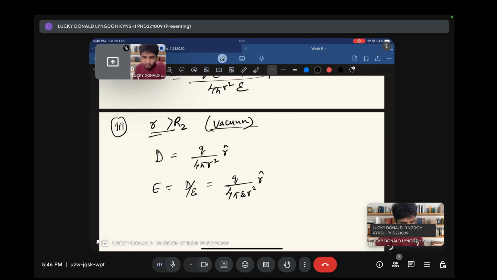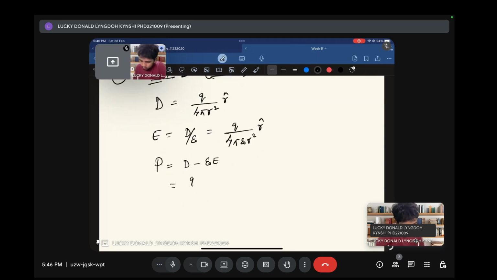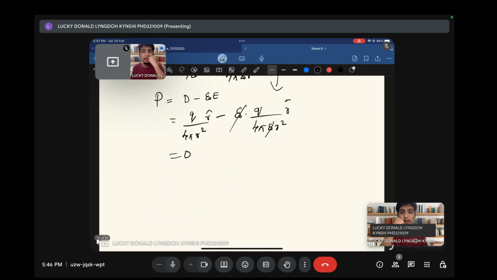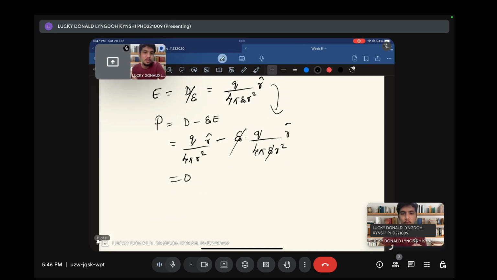And finally, polarization is equal to D minus epsilon naught E. This is the formula. So D is Q by 4 pi r square, minus epsilon naught times the electric field, which you can write as Q divided by 4 pi epsilon naught r square r cap. This is also r cap. Epsilon naught gets cancelled, so this is equal to 0. So if you look at it, the polarization is non-zero only in region 2, otherwise it is 0.